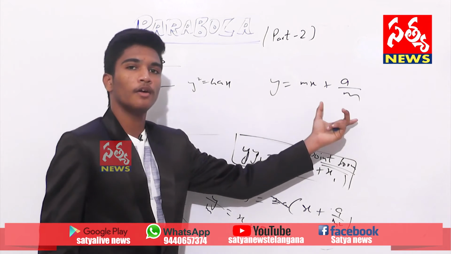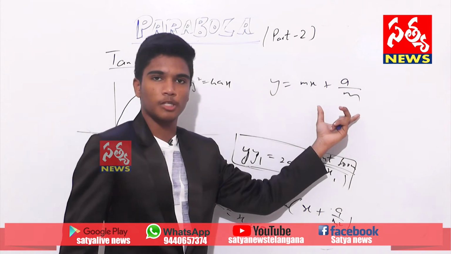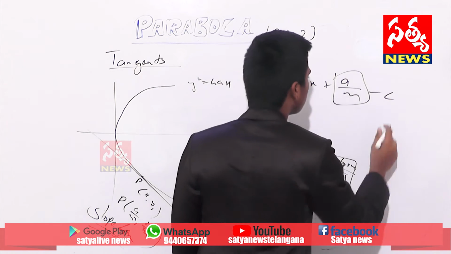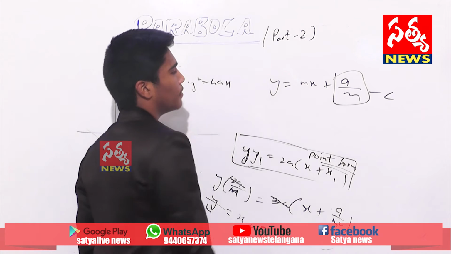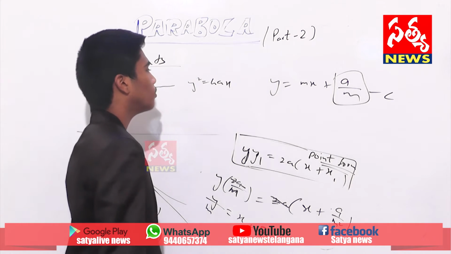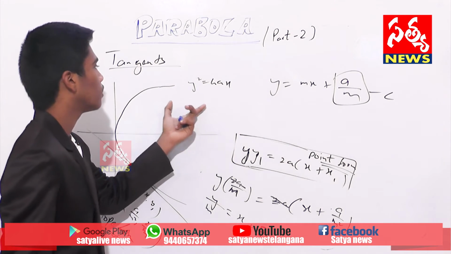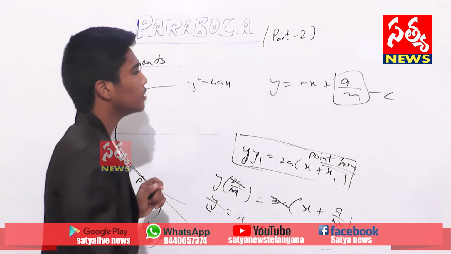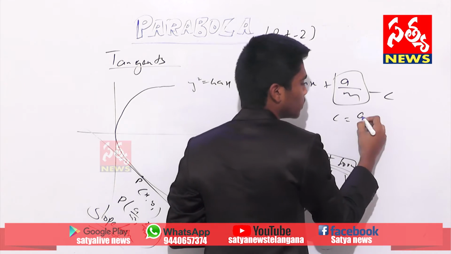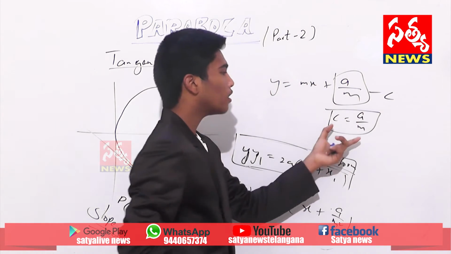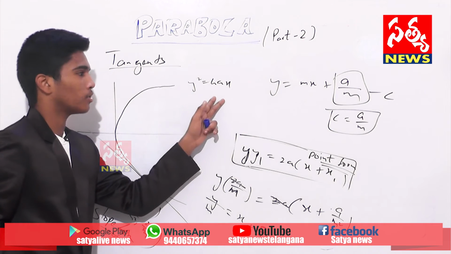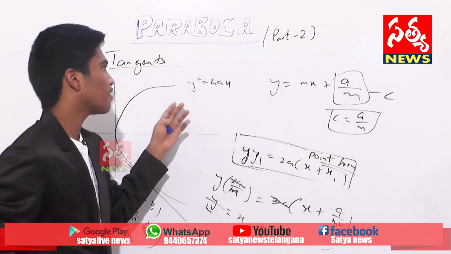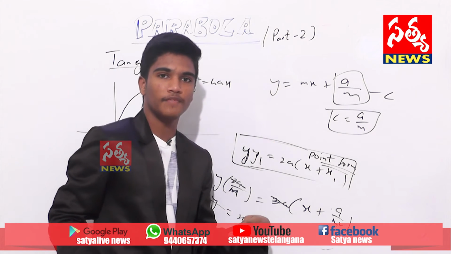See here, whether this equation is in the form of y equals mx plus c or not, which is the equation of a line. Here c is a constant, and m is the slope, so the condition for a line to be tangent to the parabola y² equals 4ax is that the constant c value must be equal to a by m. Remember, this is only for y² equals 4ax, and x² equals 4ay, x² equals minus 4ay, y² equals minus 4ax are completely different. Okay?